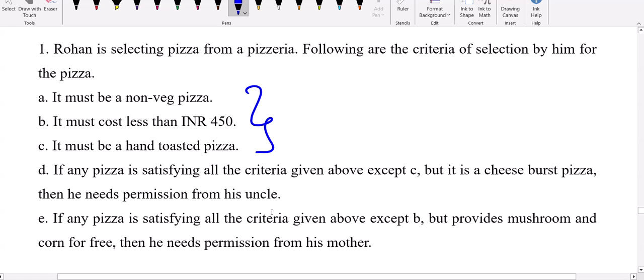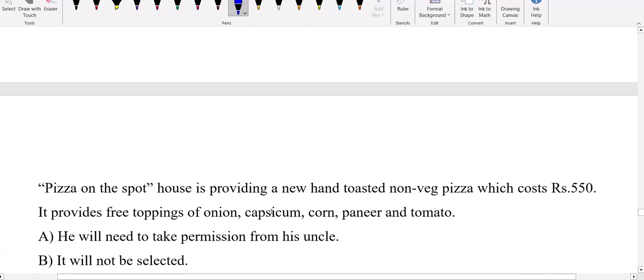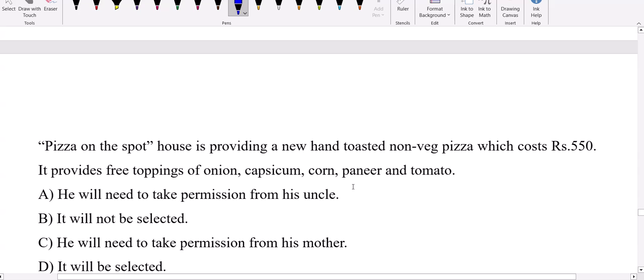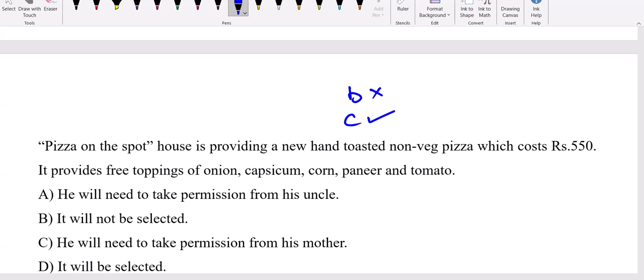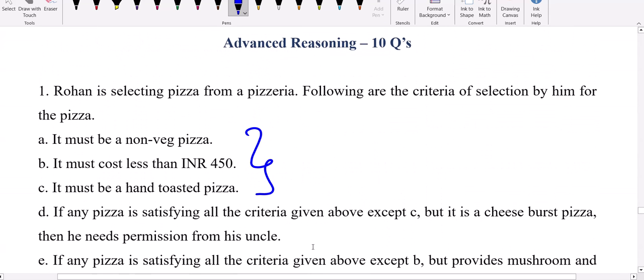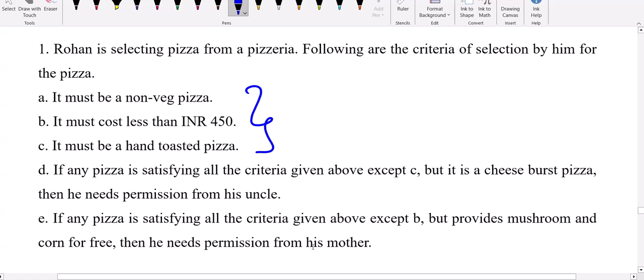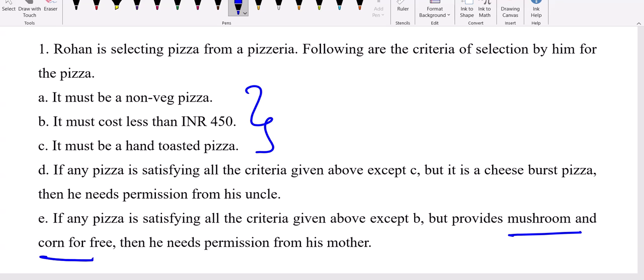You already attended the previous online classes on that. Now, this is pizza on the spot. The house is providing a new brand. Hand toasted, condition C, I think it's satisfied. But condition B, price: we want less than 450, but this is 550. Non-veg, the first condition A, is also satisfied. If B is not satisfied, is any exception given? What is in E? If I want to take permission from others also, there is one more thing I need to satisfy. They need to provide mushroom, corn, meat, everything for free. Okay, fine.